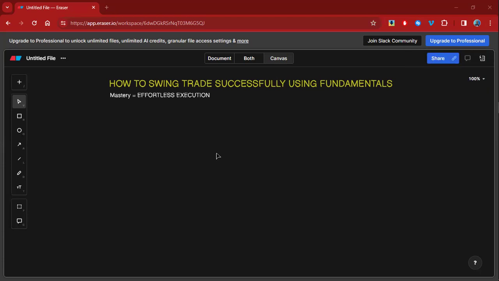So, the reason all of you are here is obviously to learn more about fundamentals and how to actually use fundamentals to swing trade, right? Specifically to swing trade successfully. By swing trading successfully, successfully is such a vague word because success means different things to different people.